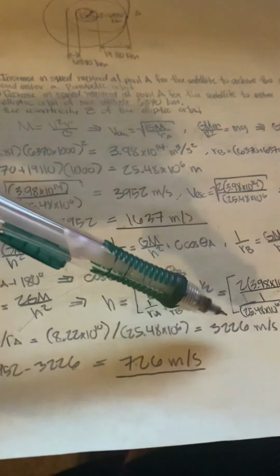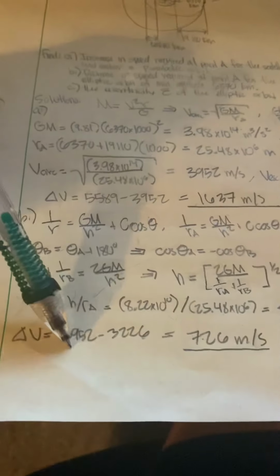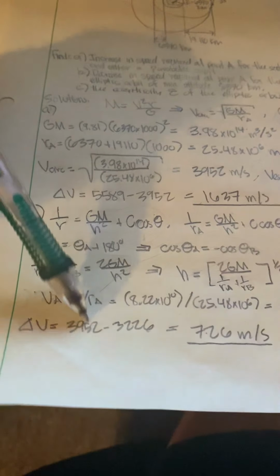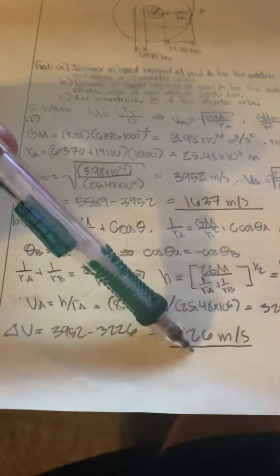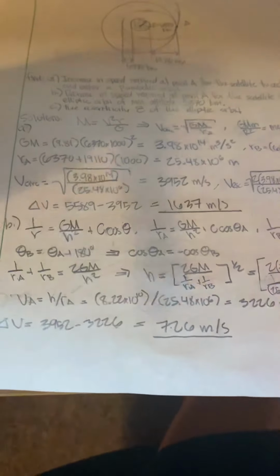So now we want to take the difference of this to the circular velocity. So this is what we're given for our final answer, 726 miles per second.